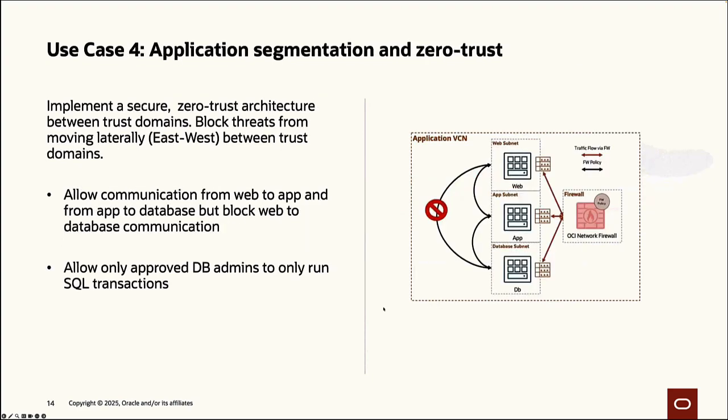Okay, the fourth use case is application segmentation and zero trust. This means that you will deploy a 3-tier architecture and you would like to implement zero trust between the domains. So you will block the threats from moving laterally between the trust domains. In this example, we are allowing the communication from the web to the app and from the app to the database, but we are not permitting the traffic from the web to the database.